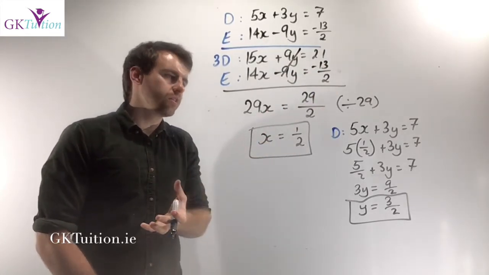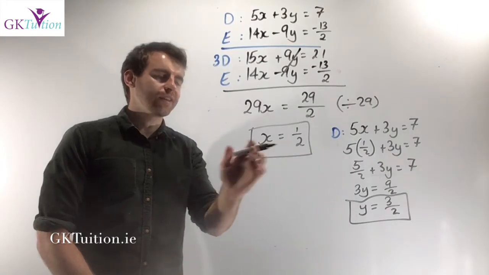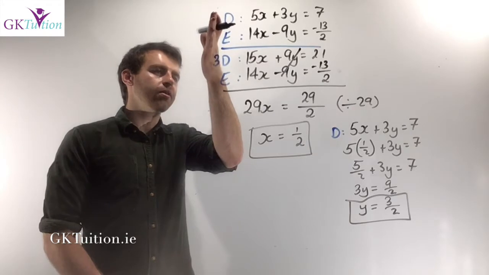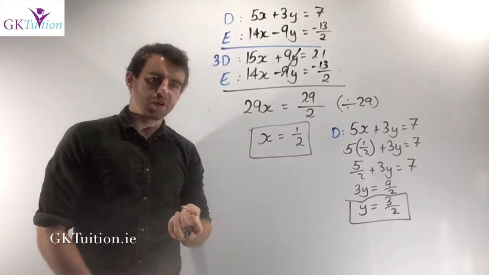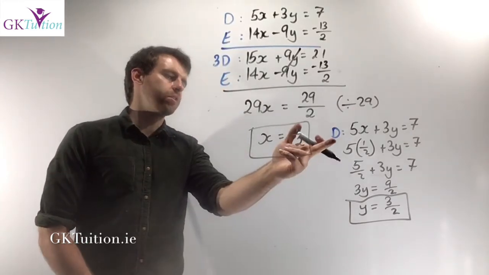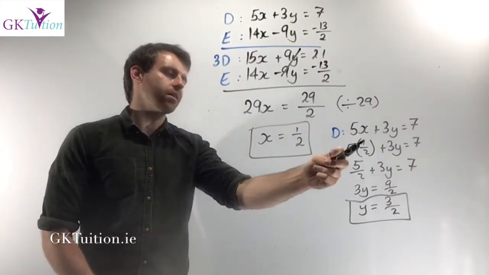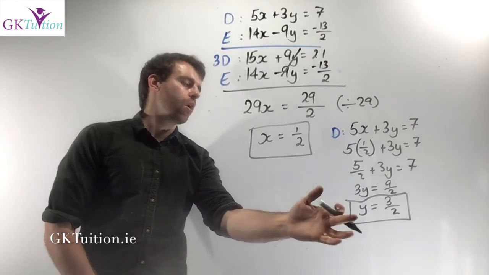In order to get x on its own, I divide both sides by 29 and I get x equals a half. And now that I have a value for x, I could sub into either D or E to find the corresponding value for y. I decided to sub into D, which was 5x plus 3y equals 7. Instead of x, I can sub in a half, and I end up with y must be equal to 3 over 2.